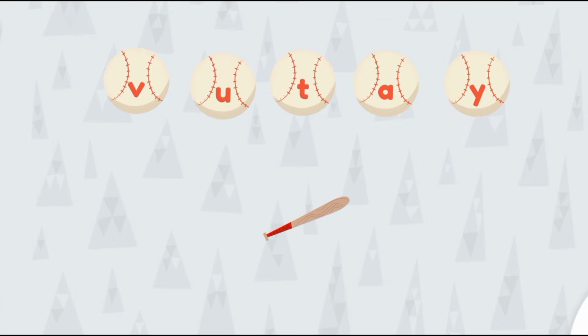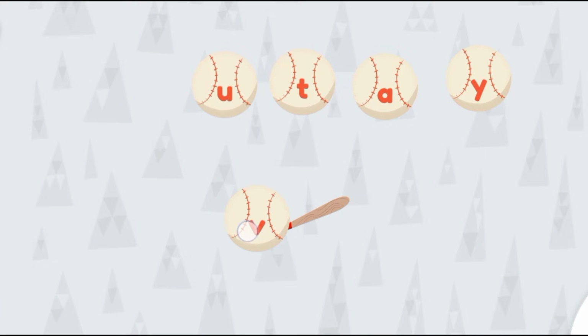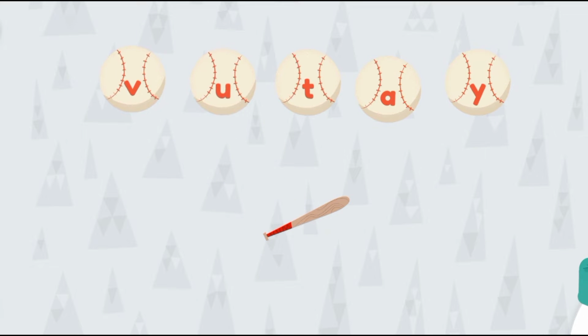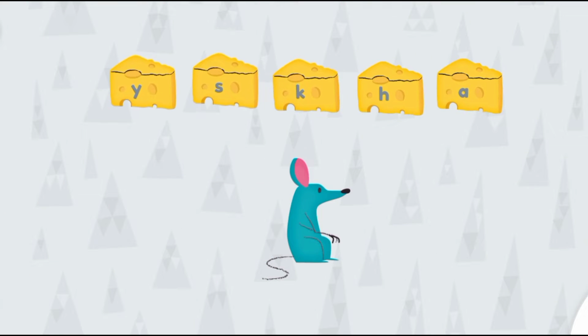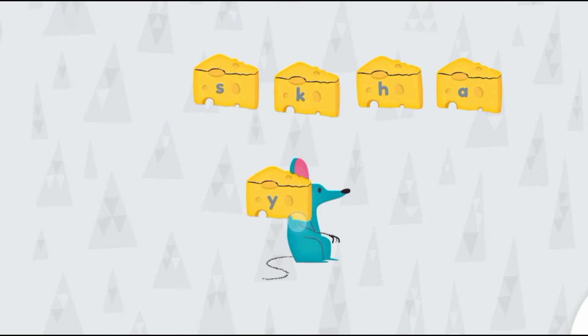Yes, and now what is this? It seems interesting. We have some balls with different letters. But what we need to do is to give the letter T to the bat. Yay! We did it! Now, here we have a cute little mouse waiting for the cheese with the alphabet A.